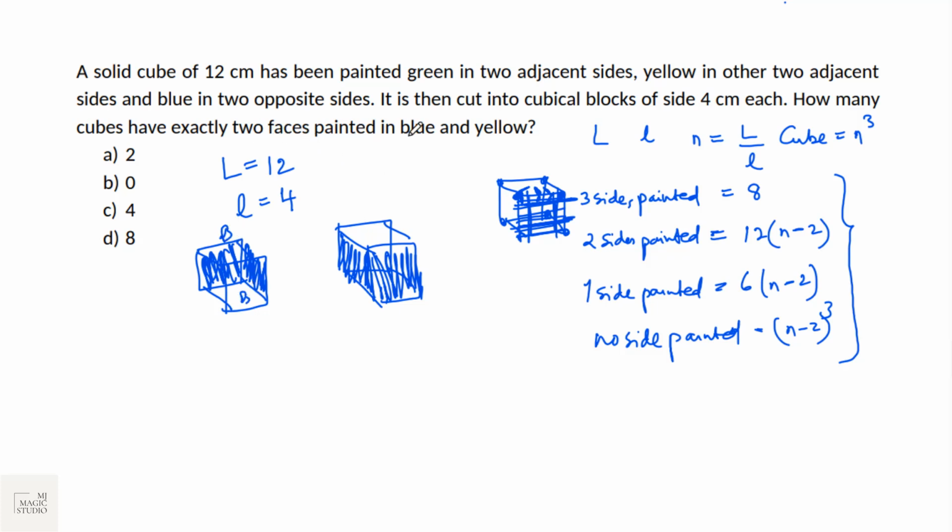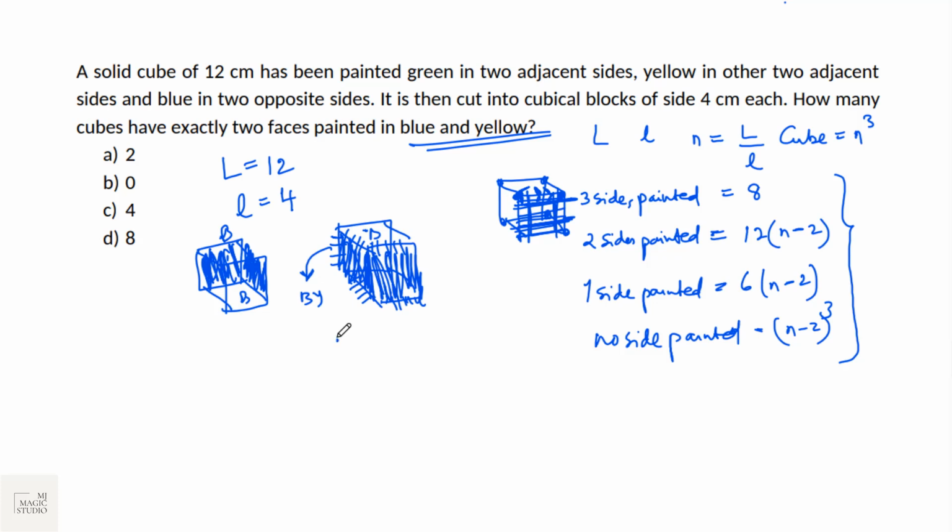We need to find the cubes with 2 faces painted in blue and yellow. So we have this one blue and this one yellow. That means on this edge we will have blue and yellow cubes. They are asking for blue and yellow, right? So let this be yellow and this be 2 blues. So on this edge is blue and yellow, on this edge is blue and yellow, on 2 edges, and downstairs also 1 edge and 2 edge. That means on 4 edges we will have cubes painted with blue and yellow.